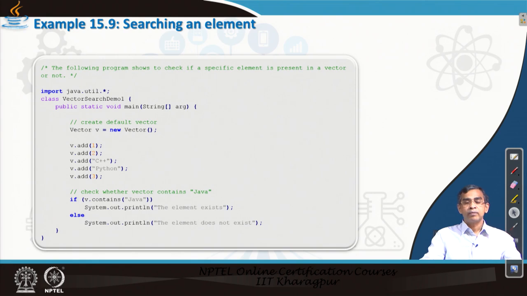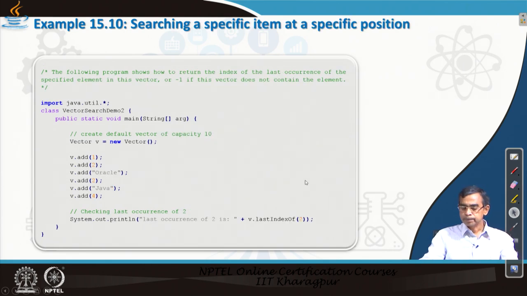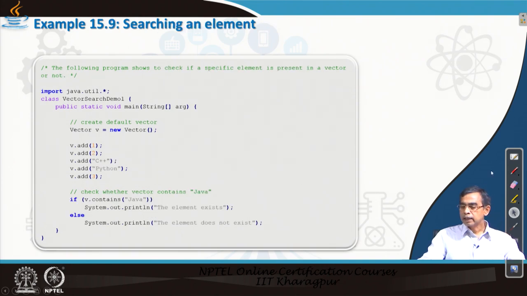Now, I just want to give one more specific example about searching for an element. The contains method we have already discussed, so this example shows how you can apply the contains method. This is the usual code for creating a vector and loading it, and then using v.contains. You check whether the element is there. It returns true or false depending on whether the element is present, and then it will write. This is a very simple example. Like this, you can exercise all the methods in this class and check how they work for you.